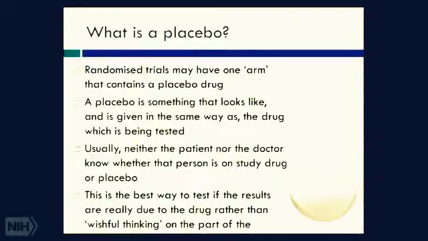They may have one arm that contains a placebo drug, and that is something that looks like and is given in the same way as the drug that's being tested, usually with neither the doctor nor the person themselves knowing which they're on. And that's the best way to test if results are really due to the drug rather than wishful thinking on the part of the doctor or the patient.